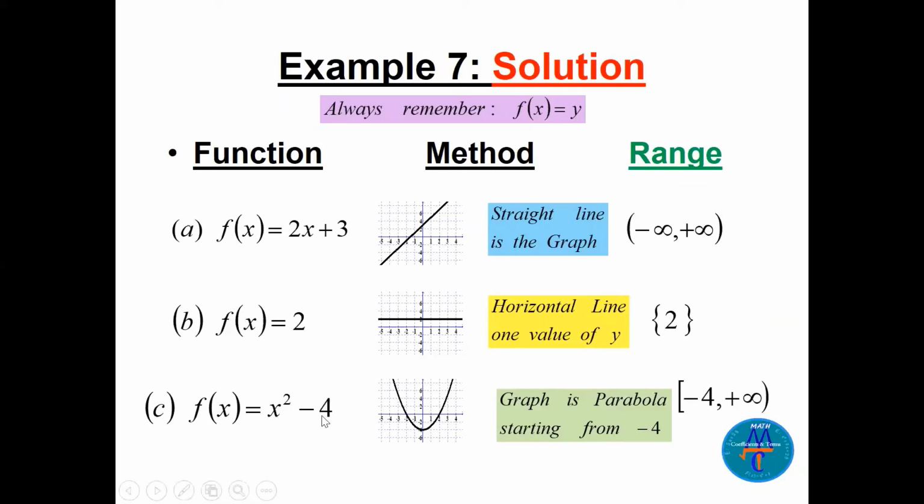Now, x squared minus 4, we know that's a parabola when you graph it. You take some points, we have seen before. Take some points and graph it, x-intercept, y-intercept, etc. What do you see? We see that the values of the y will start from minus 4. We will not go below that. From minus 4, it will go up until infinity.